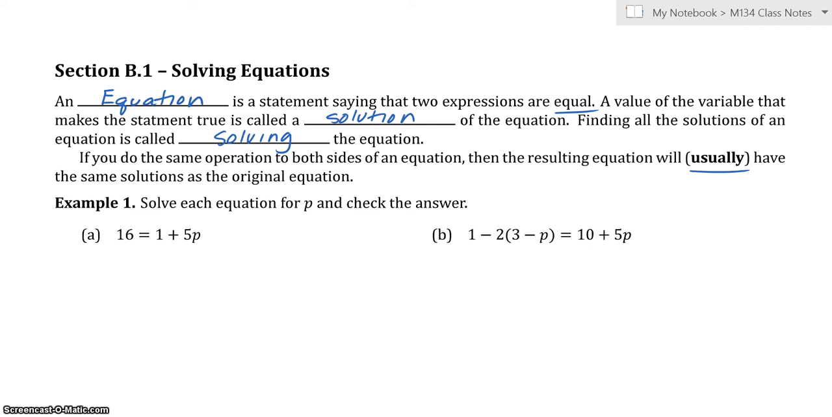And what I like to do is the opposite of what it says here. So it says 1 plus. The opposite of plus is minus. So I'm going to subtract 1. And then the opposite of multiplication, 5p here, is division. So then I'm going to divide by 5.